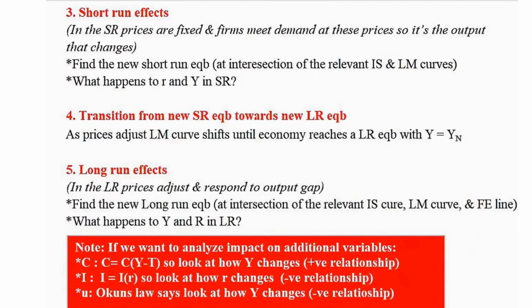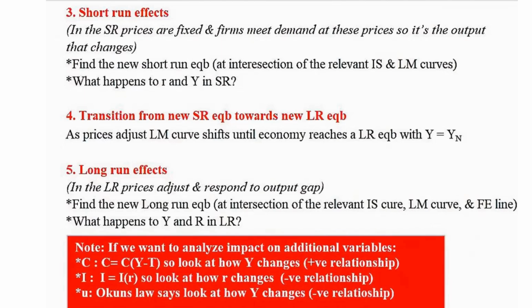Then we look at the transition from the new short-term equilibrium towards the new long-term equilibrium. Here, this adjustment process or transition happens through changes in prices, which affect real money supply, and that shifts the LM curve until the economy reaches a long-run equilibrium where output is equal to the natural level or potential level.